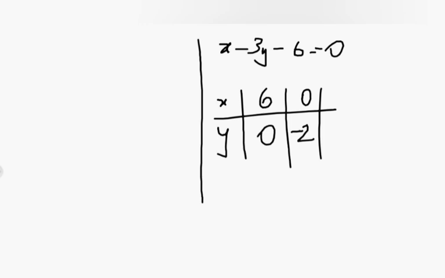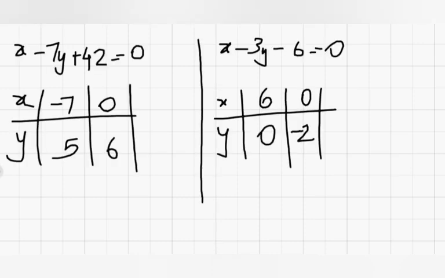Now next thing you have to do is plot the numbers on the graph. So how will you do this? On the graph sheet, this is the x-axis, this is the y-axis. Now you have to plot the numbers. For the first one, the coordinates we got were minus 7 and 5.